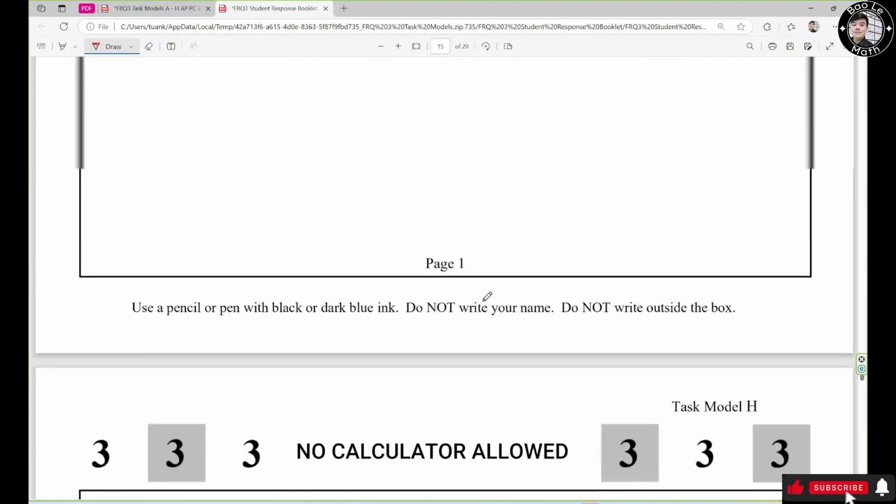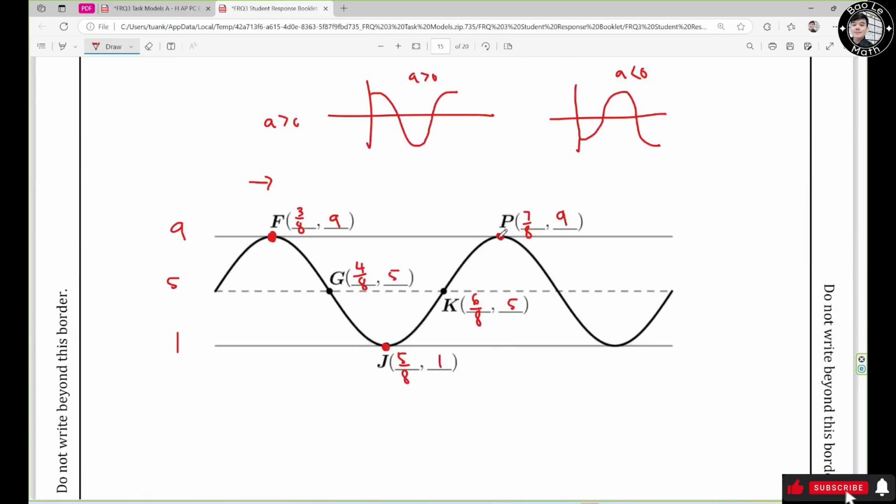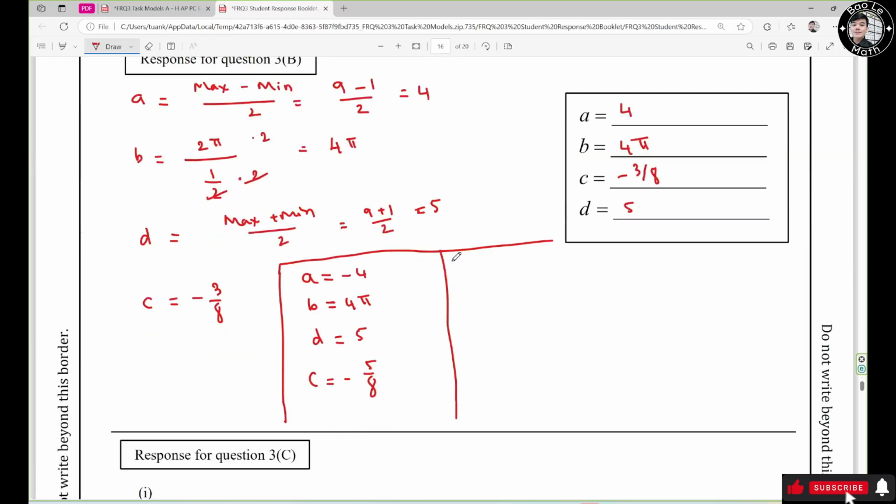Now I have another option right here. If I start from here, maximum, I shift to the right 7 over 8 units. And then A should be positive. So A should be 4, B should be 4 pi, and D should be 5. C should be negative 7 over 8.